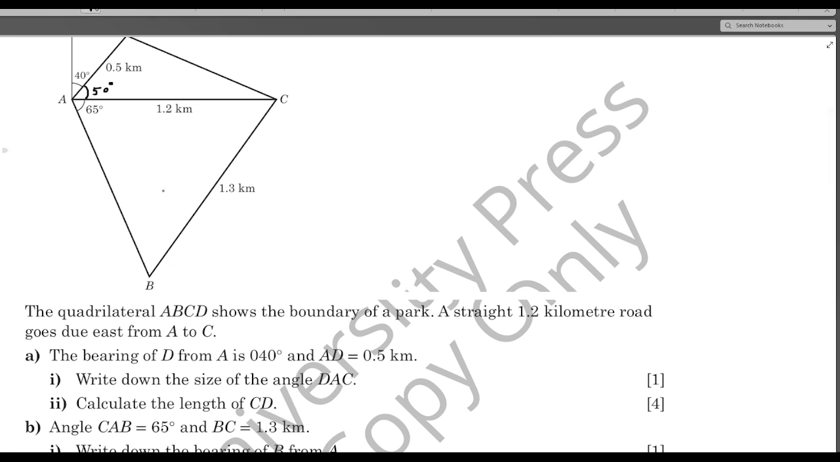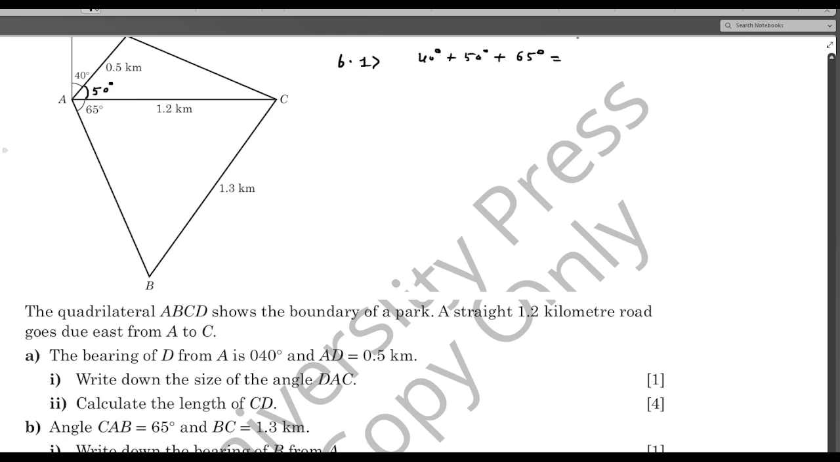Now bearing of B from A, it is 40 degree plus 50 degree plus 65 degree. Okay, 90 plus 65. 90 plus 65 is what? 155. So 155 degree.